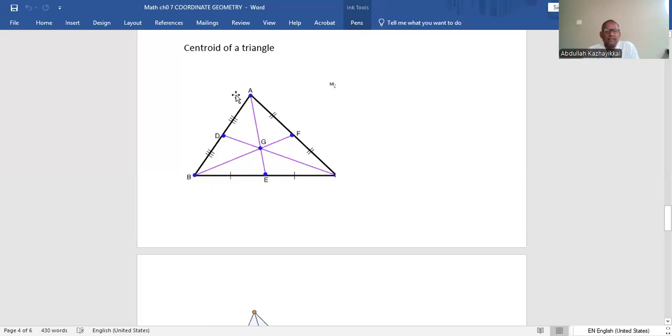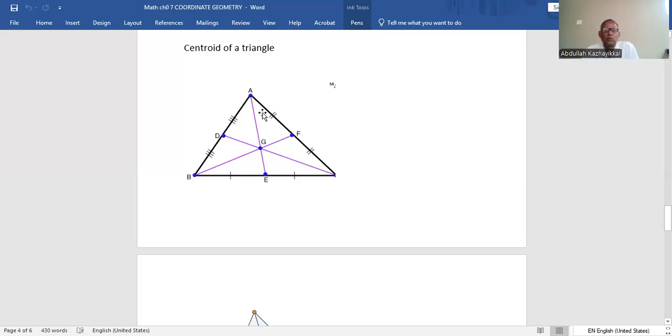That means D is the median. There is no confusion. D is the middle point of AB. So we can see DC, DG is there. Then BF. Look, that is the median, the line from the vertex to the middle point. Here we can see AG by GE.